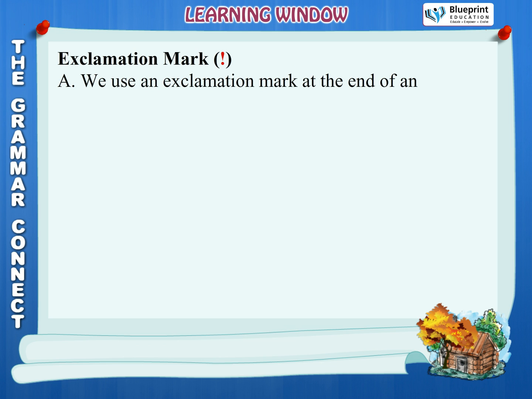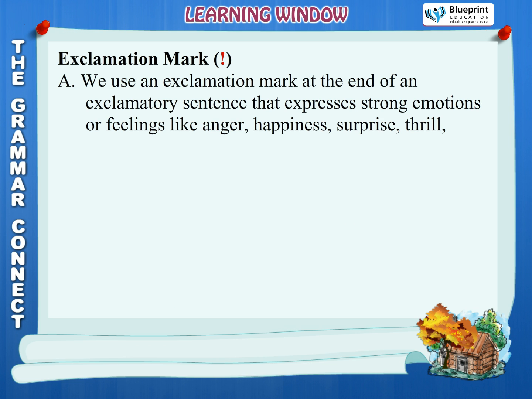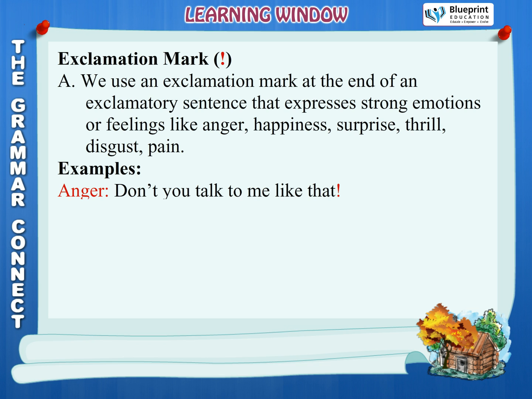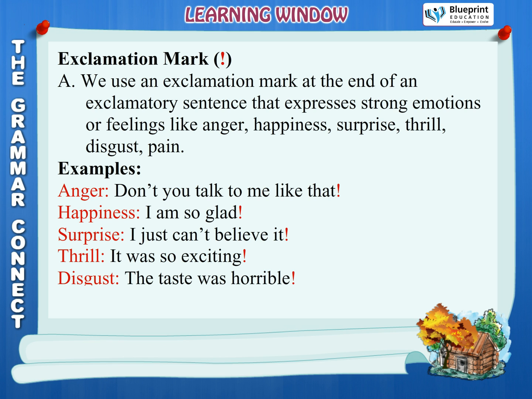Exclamation mark. A. We use an exclamation mark at the end of an exclamatory sentence that expresses strong emotions or feelings like anger, happiness, surprise, thrill, disgust, pain. Examples: Anger: Don't you talk to me like that! Happiness: I'm so glad! Surprise: I just can't believe it! Thrill: It was so exciting! Disgust: That taste was horrible! Pain: My leg hurts!